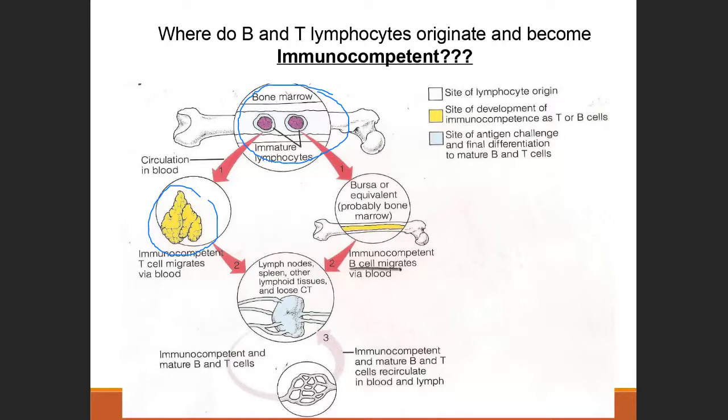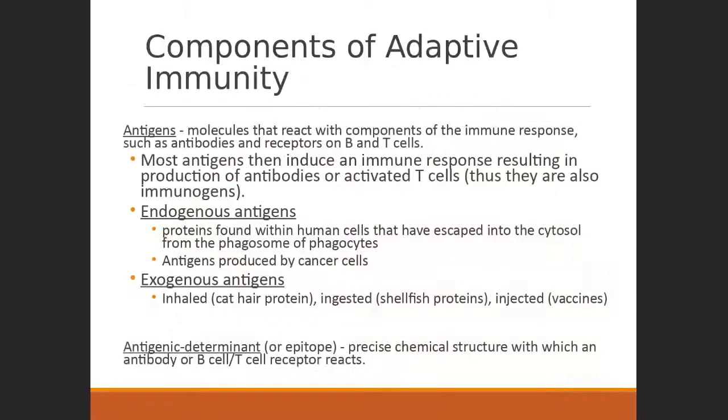B cells are going to continue to become immunocompetent and mature in the red bone marrow, but then they will both be released into the system, involved with the lymph nodes and the general circulation. So we have to have a cellular component. That's your half of the bargain, basically. The other half has to be provided by the invader, the antigen.